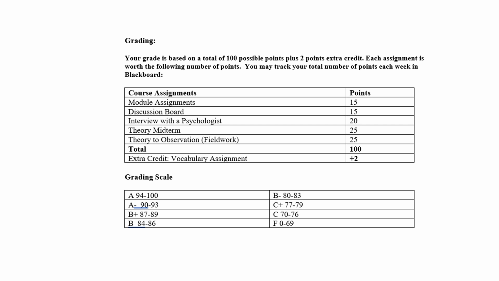You can see the grading scale here at the bottom. I do want you to know that there is no C minus. The minimum you have to get to pass a graduate course is a 70. Anything below that is failing.